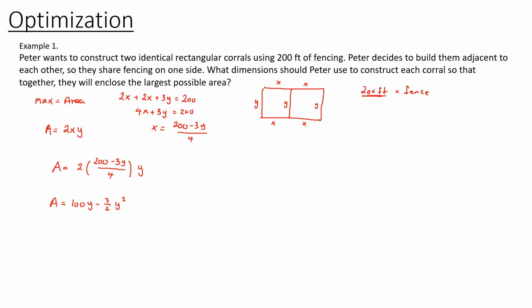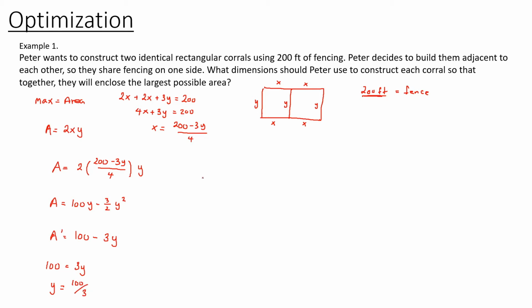And then if you guys remember, the third step was to use the first derivative test to find the extrema. Our goal is to find the largest, which happens at a maximum. That's what we're looking for with the first derivative test. So I'm going to find the first derivative, which is 100 minus 3y. So we can see that the critical value in our case will be 100 is equal to 3y, and y is equal to 100 over 3.